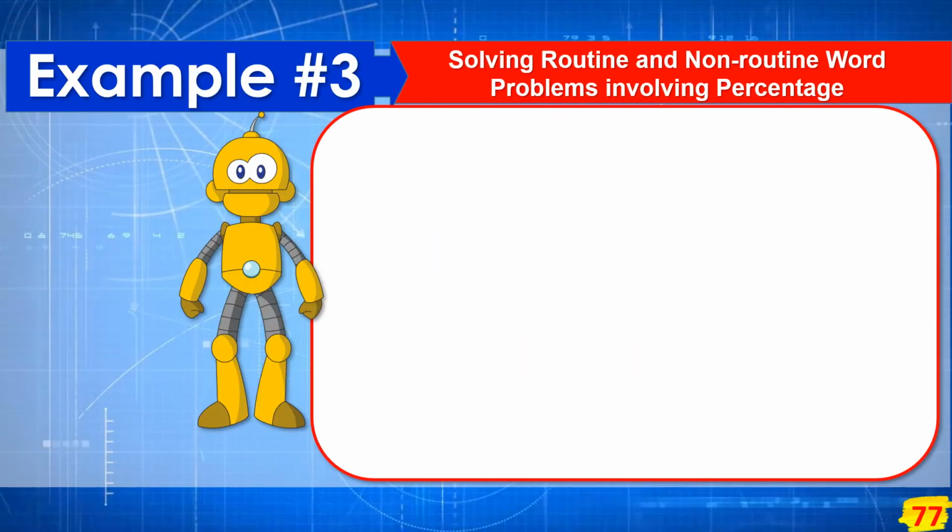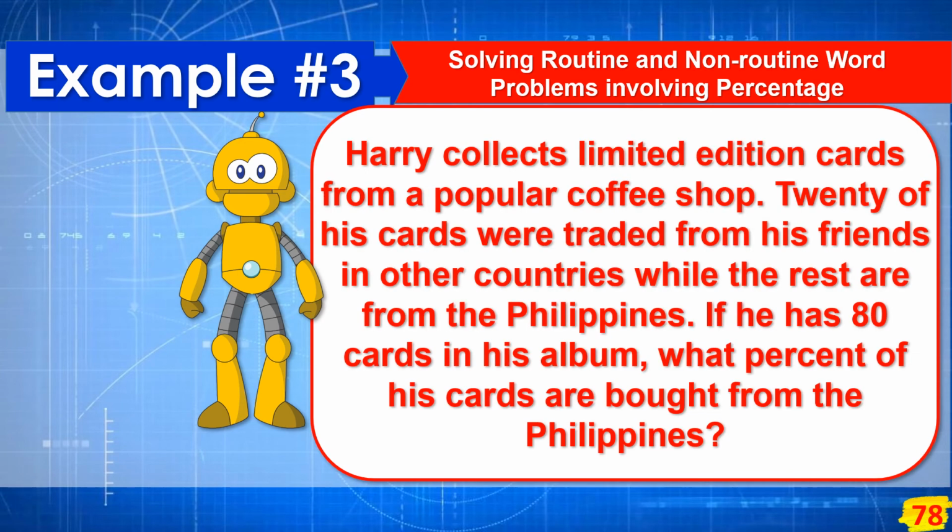How are you getting along, grade 5 learners? I hope you can follow the steps in solving word problems now. Let us move on to example number 3. Let us read the word problem together. Harry collects limited edition cards from a popular coffee shop. 20 of his cards were traded from his friends in other countries, while the rest are from the Philippines. If he has 80 cards in his album, what percent of his cards are bought from the Philippines?